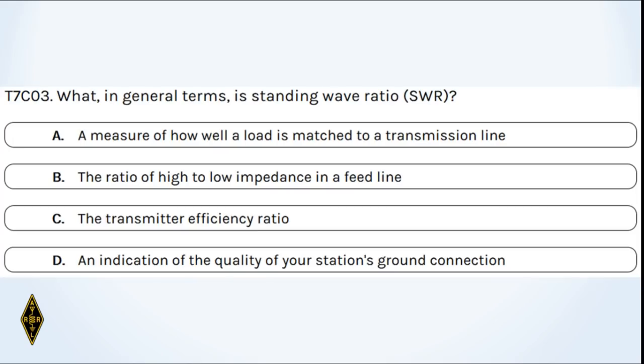Let's answer some questions. What, in general terms, is standing wave ratio? The ratio of high low impedance of feed lines. Not really. What is it telling you? What is SWR telling you? It's telling you how well a load is matched to your transmission line, how well your transmitter is matched to the transmission line, or how well the antenna is matched to the transmission line. SWR is just a way of looking at impedance matching. It's telling you, are you well matched or are you not well matched?